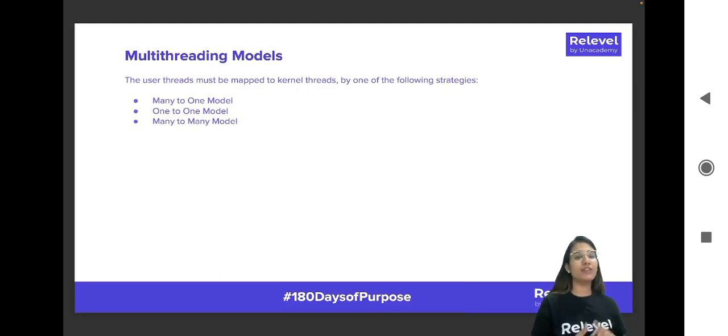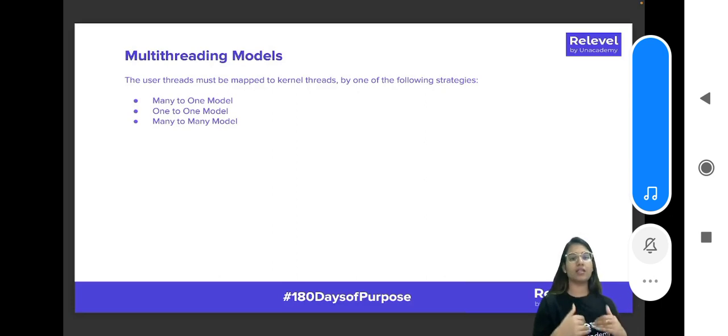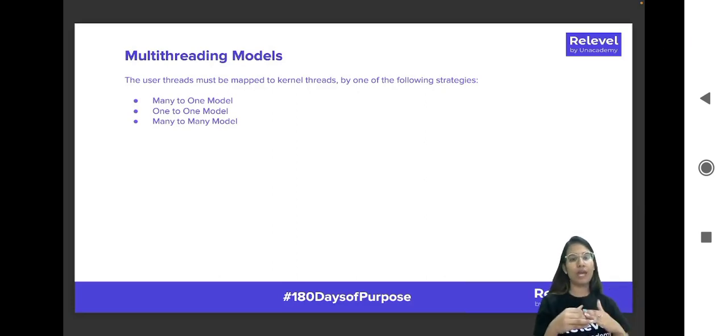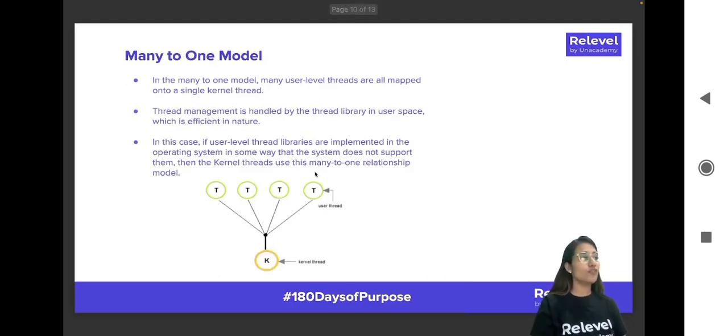So the multi-threading models can be of three types. Remember that first it's user space and then it's kernel space. To map both of them, we have three multi-threading models. The first one is the many-to-one multi-threading model, then one-to-one and many-to-many. Let's quickly take a look at what these models really are. First we'll talk about the many-to-one model.